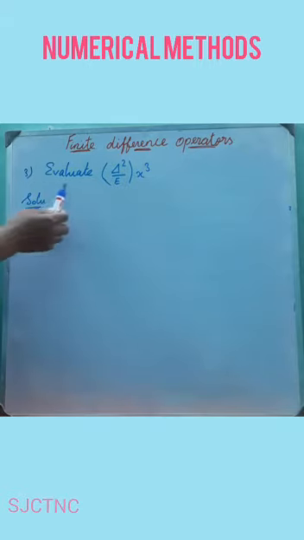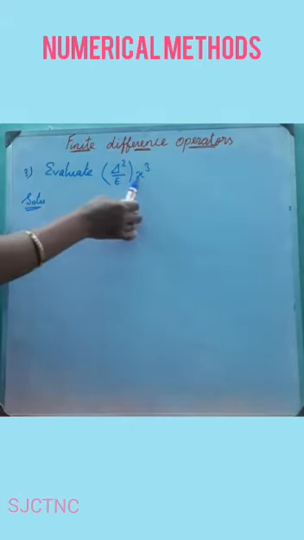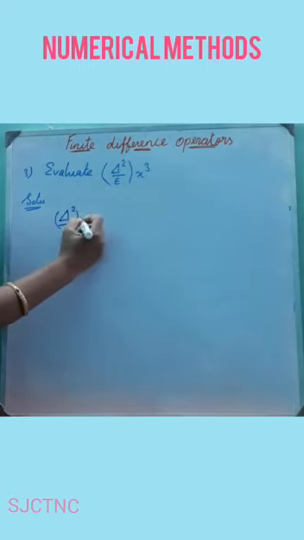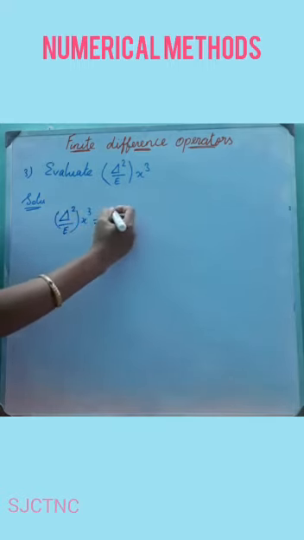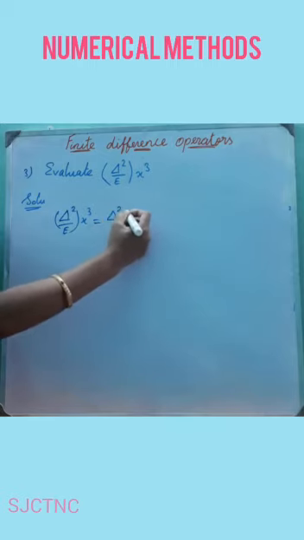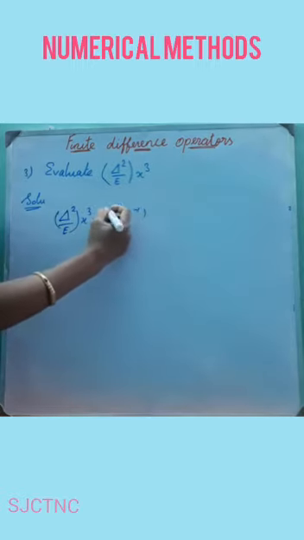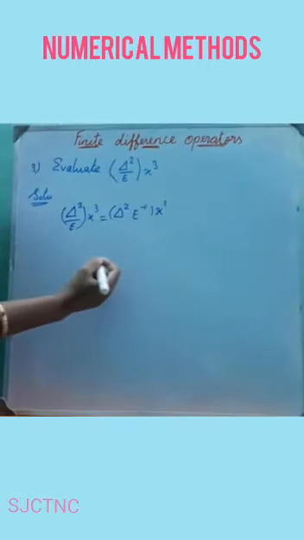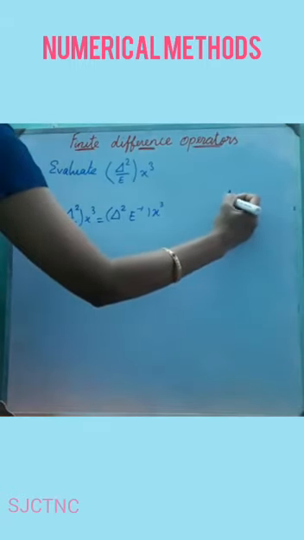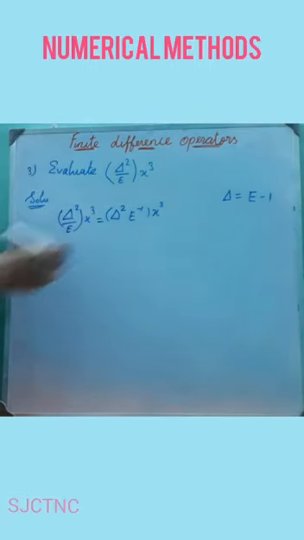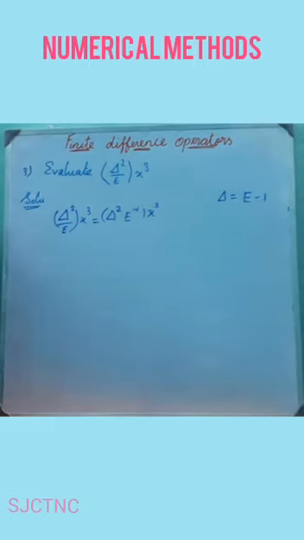Let us see the third problem. Evaluate del squared of 1 divided by e, into x power 3. See the solution. Del squared divided by e into x power 3 is equal to del squared into e inverse, because I have taken the denominator value into the numerator, del squared e inverse into x power 3. And we know the forward differencing operator is equal to e minus 1, because we have already seen the relation that the operator del is equal to e minus 1.